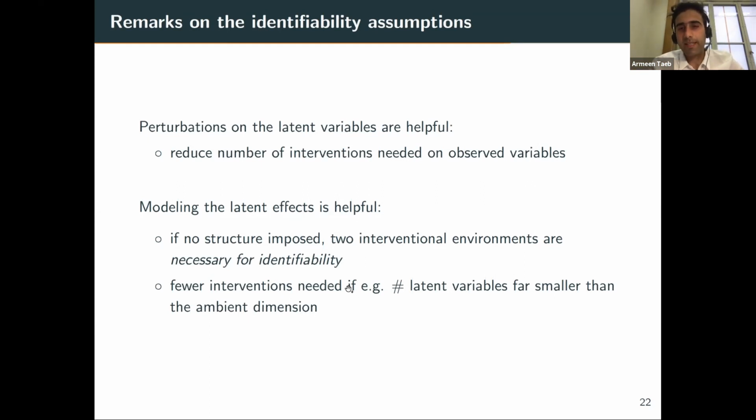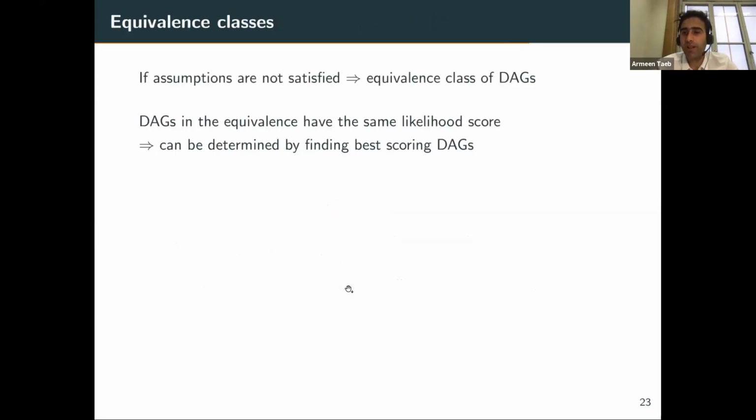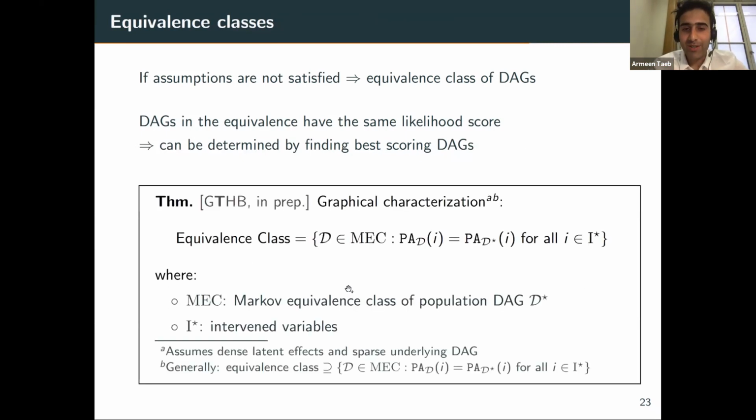We have identifiability guarantees if there's enough perturbations. So what happens if these assumptions are not satisfied? There's an equivalence class of DAGs in such situations. And DAGs in this equivalence class have the same likelihood score. So in principle, you can determine these DAGs, this equivalence class, by finding the best scoring DAGs using the MLE procedure.